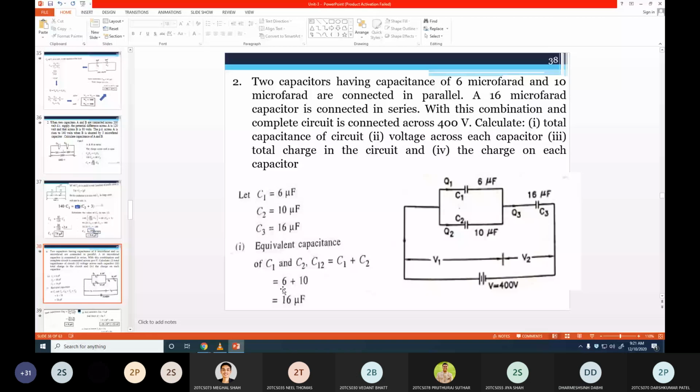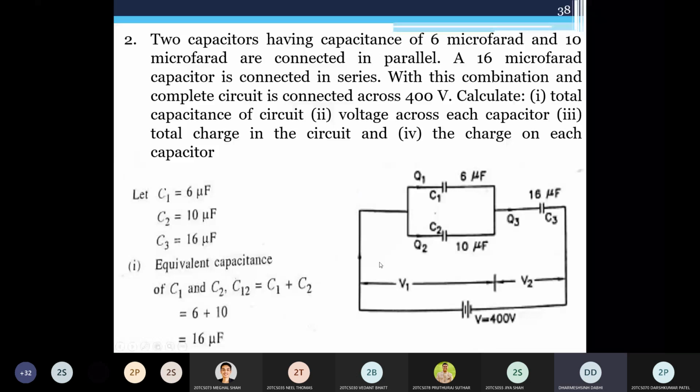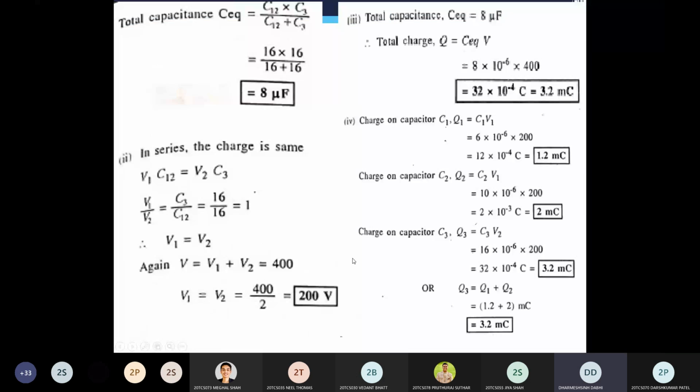So this is the answer of this. I have already shared this answer in the PPT. Okay, so all of you have seen the answer of this example. So I have not discussed this example. If you have any doubt, then you can ask me.